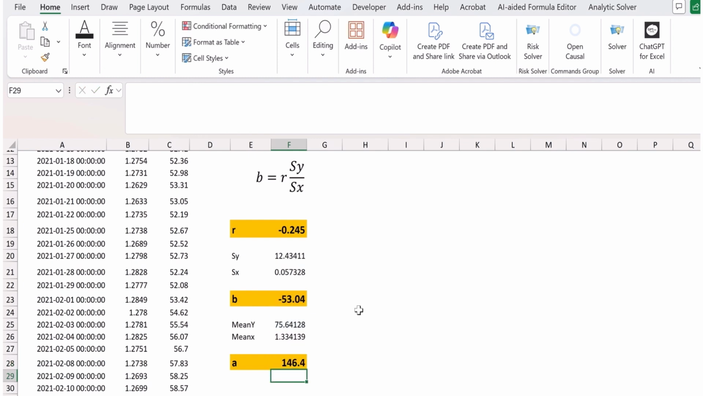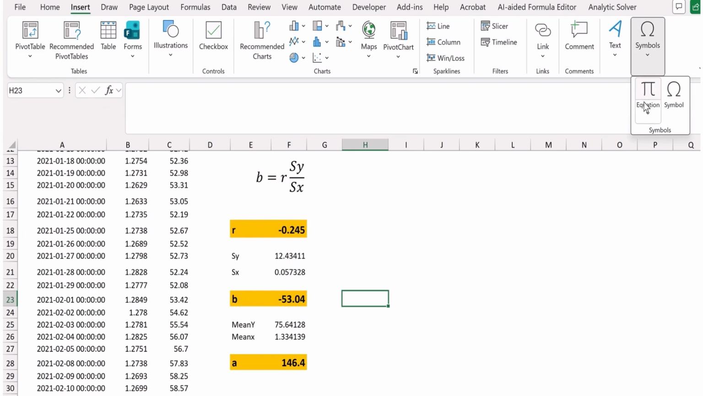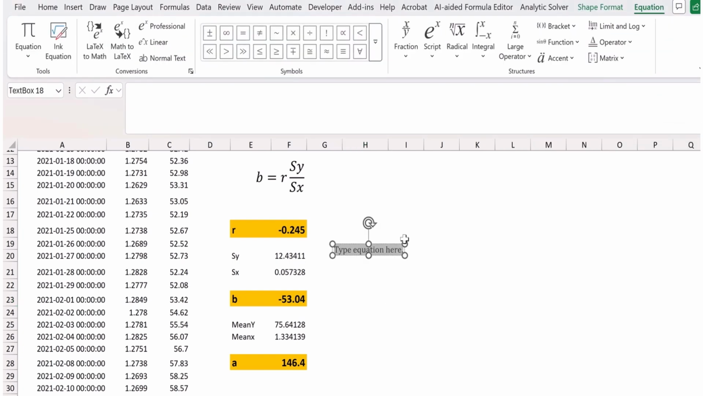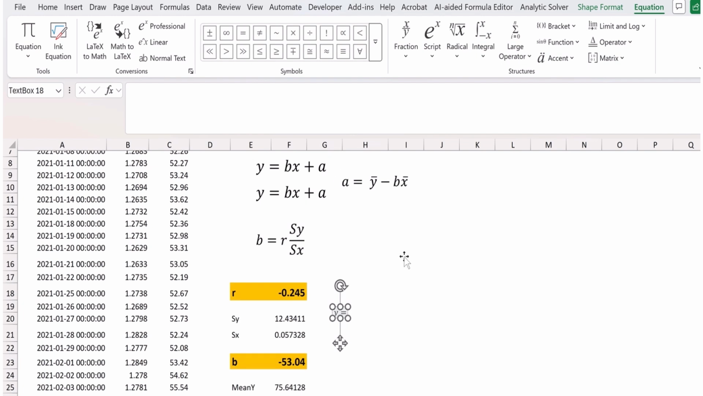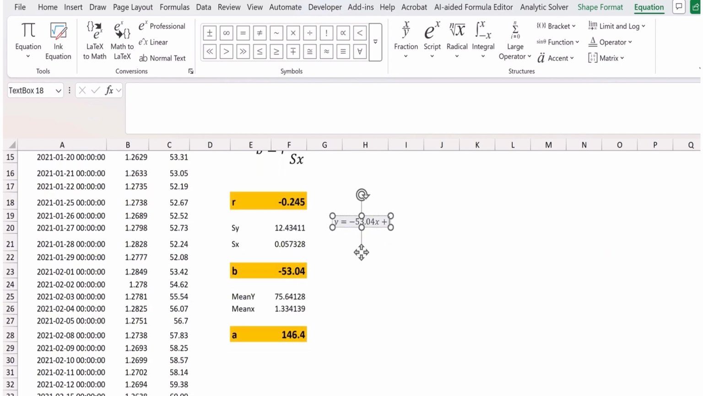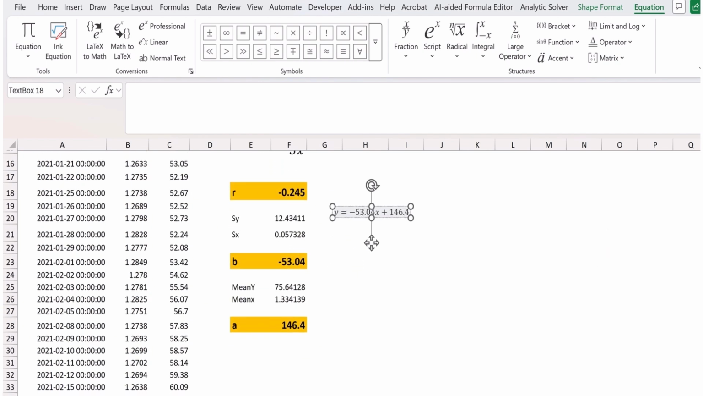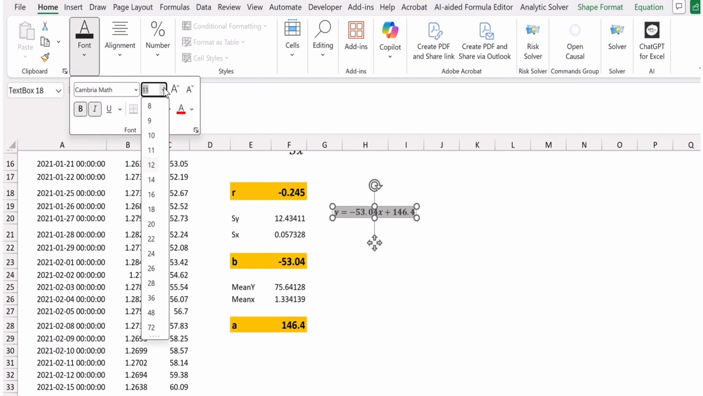There we are. So now we can write our most important equation, which will define this relationship. Y equals Bx, which is minus 53.04x plus 146.4. Let's increase the font because this is a very important equation.